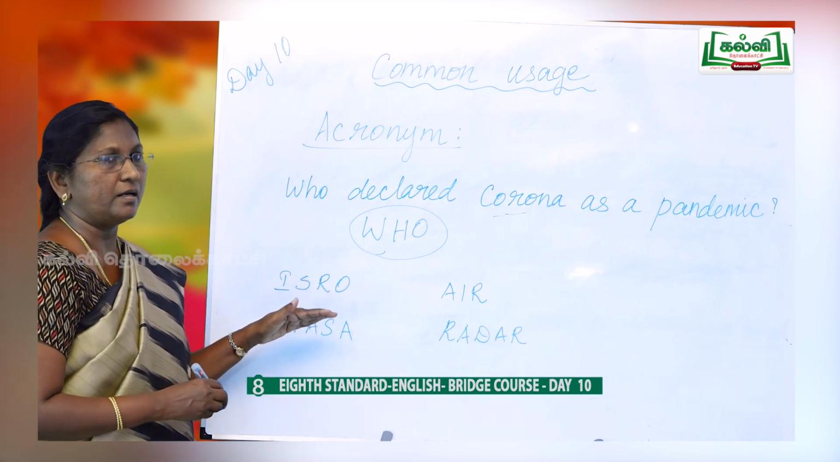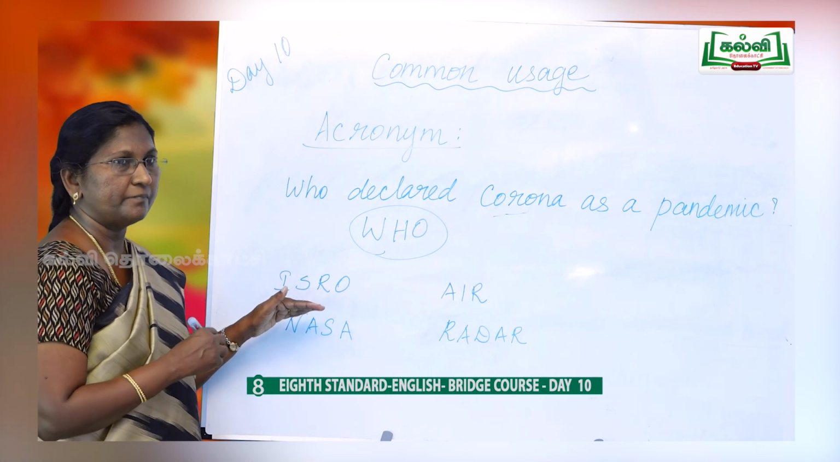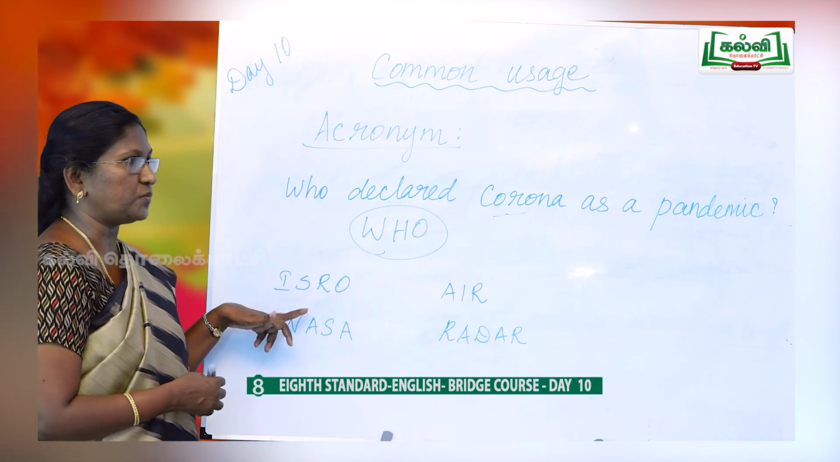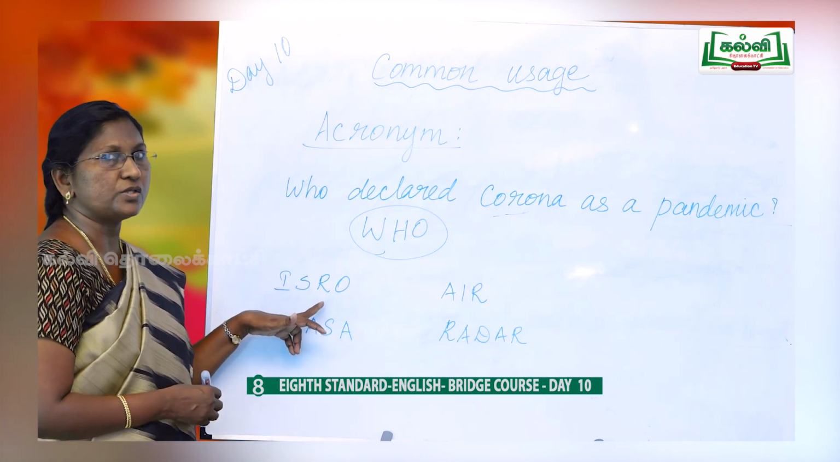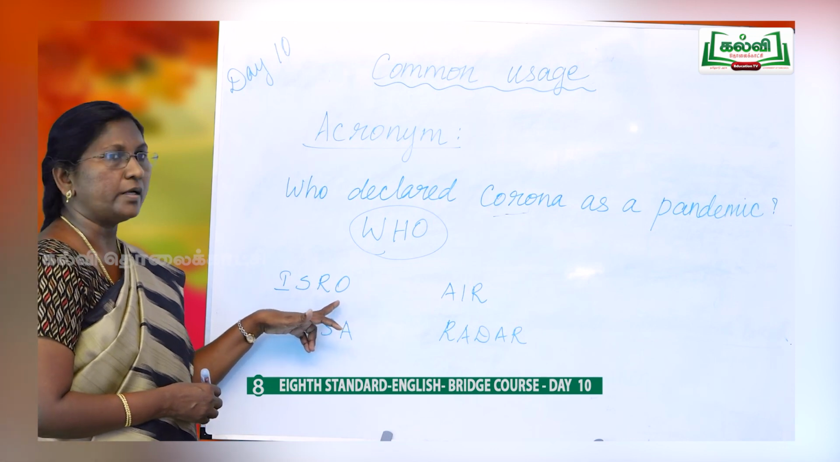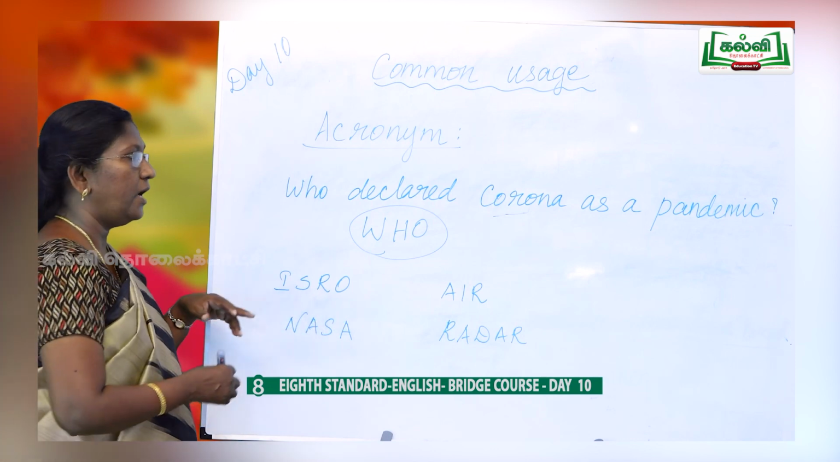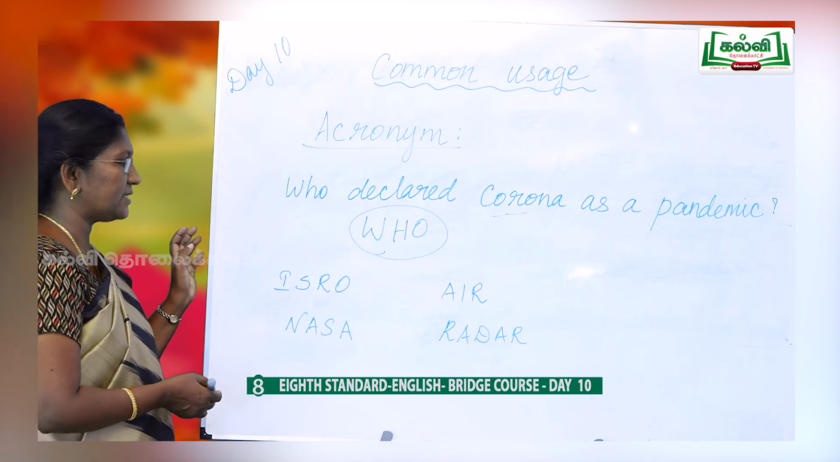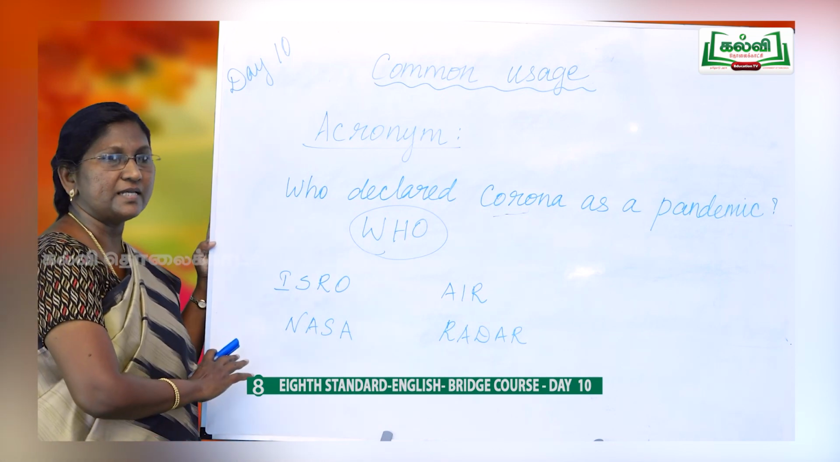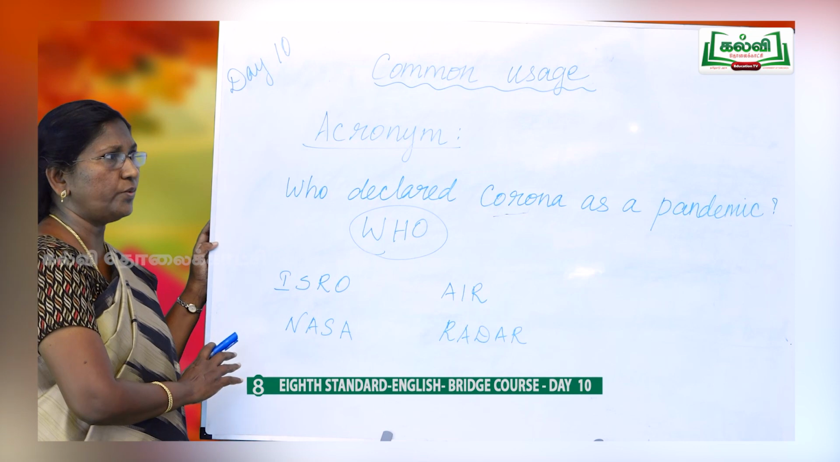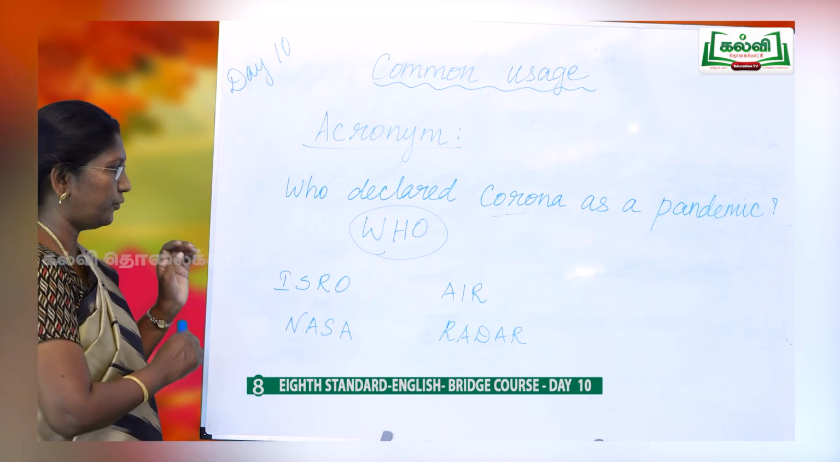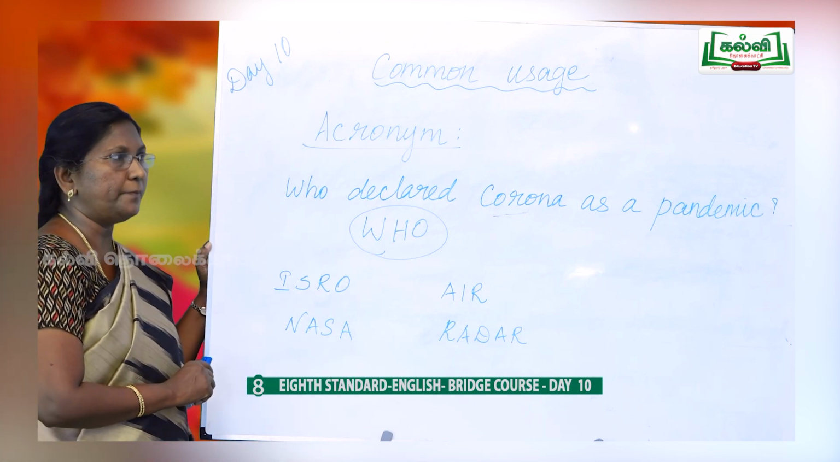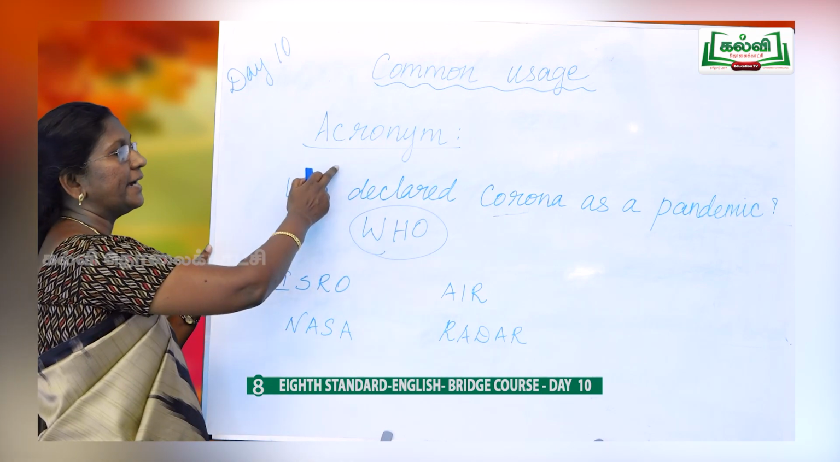Indian, we are taking I. Space, yes, we have taken. Research, R is taken. Organization, O we have taken, and we have put together as ISRO, and we pronounce it as ISRO. So when the initials are put together to form a word by itself, then it is called an acronym.